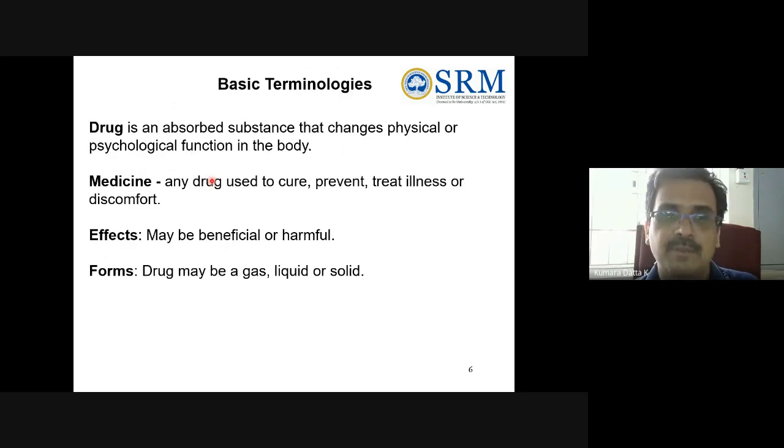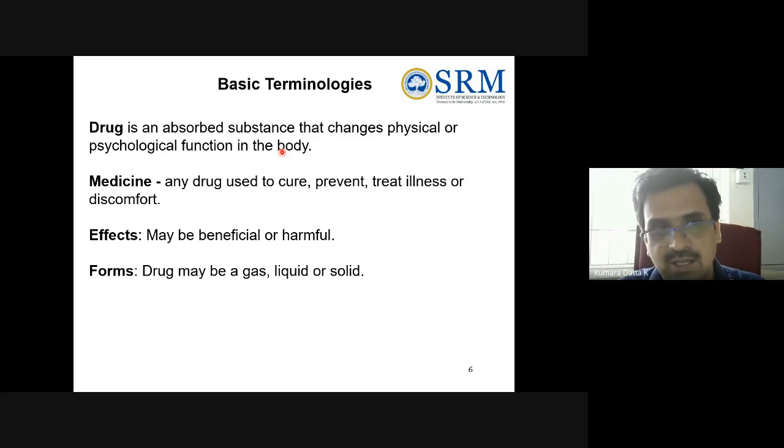Now, I'm pretty sure many of you must already be aware of the term drug, which means an absorbed substance which changes the physical or physiological function of the body. Okay, so as soon as you take it, if you have pain in your legs or whatever it is, then you take some medicine or a drug, it immediately reduces. Or if there is a swelling, if you take that, it will reduce over time.